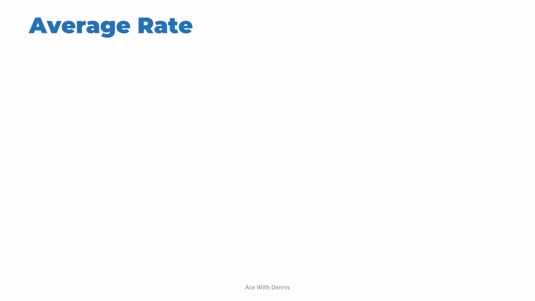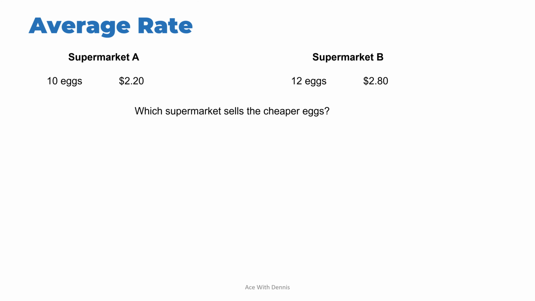Average rate. Let's look at this scenario. In supermarket A, 10 eggs are sold at the price of $2.20. In supermarket B, 12 eggs are sold at $2.80. Here's the question. Which supermarket sells the cheaper eggs?